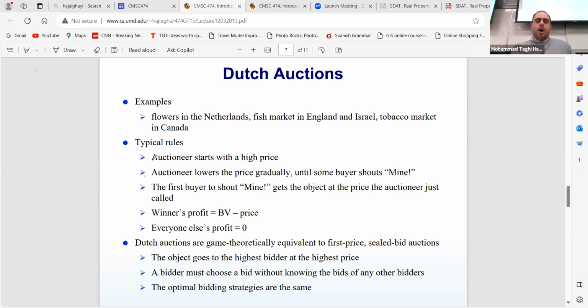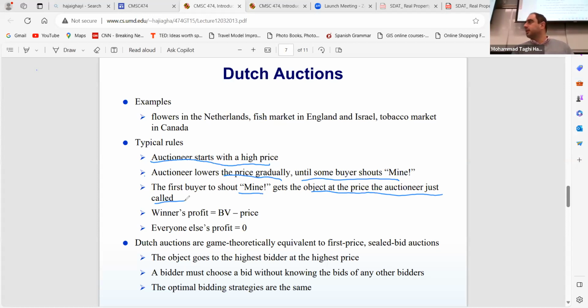So, what are the typical rules of Dutch auctions? The auctioneer starts with a high price. The auctioneer lowers the price gradually. So I want to sell my fish, say, for $1,000. No one at 1,000? No. What about 999? What about 990? You repeat it until some buyer says, okay, it's mine, I get it at 420. A very good fish. So the first buyer to shout mine gets the object at the price the auctioneer just called.